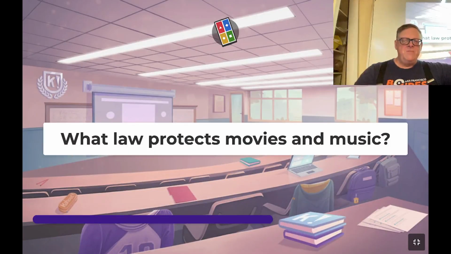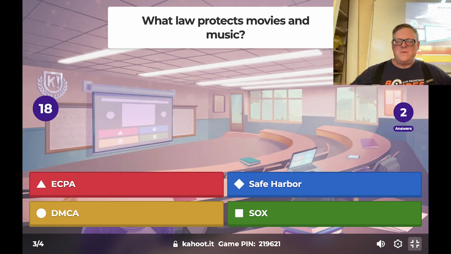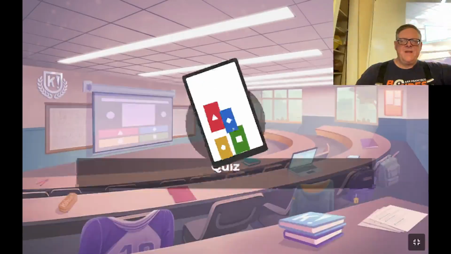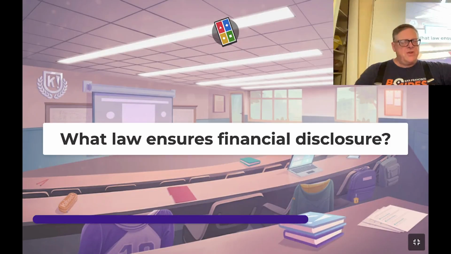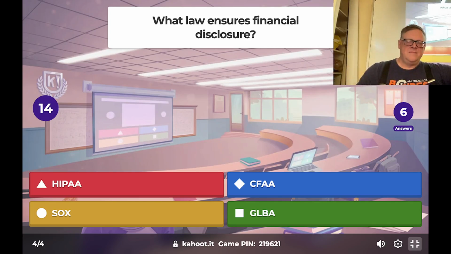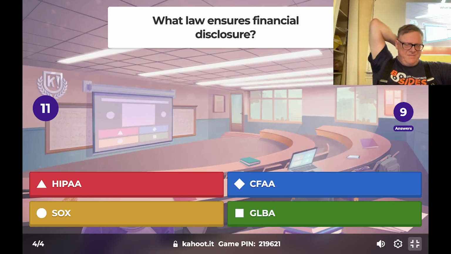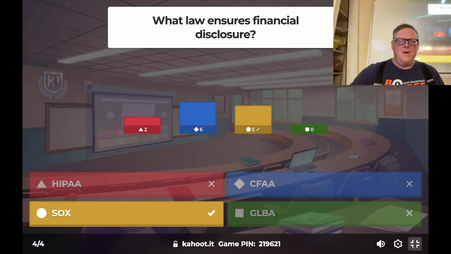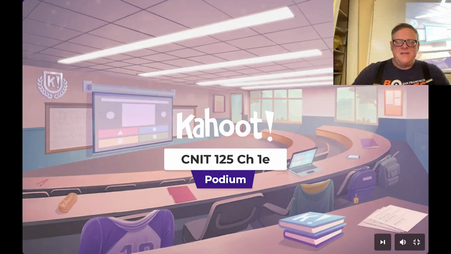All right. Which law protects movies and music? That's DMCA, the Digital Millennium Copyright Act. All right. And which law ensures financial disclosure? Sarbanes-Oxley. All right.